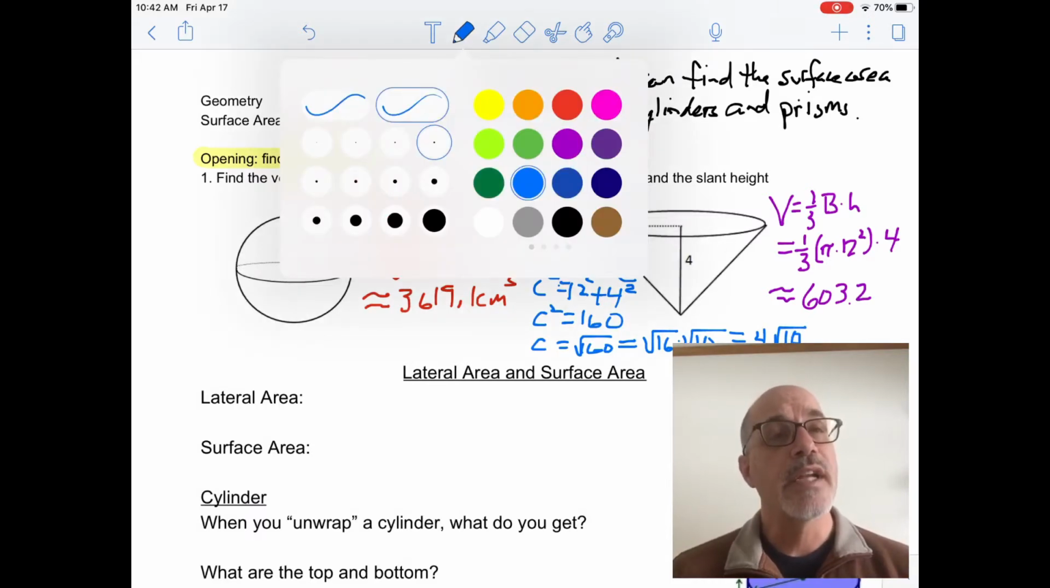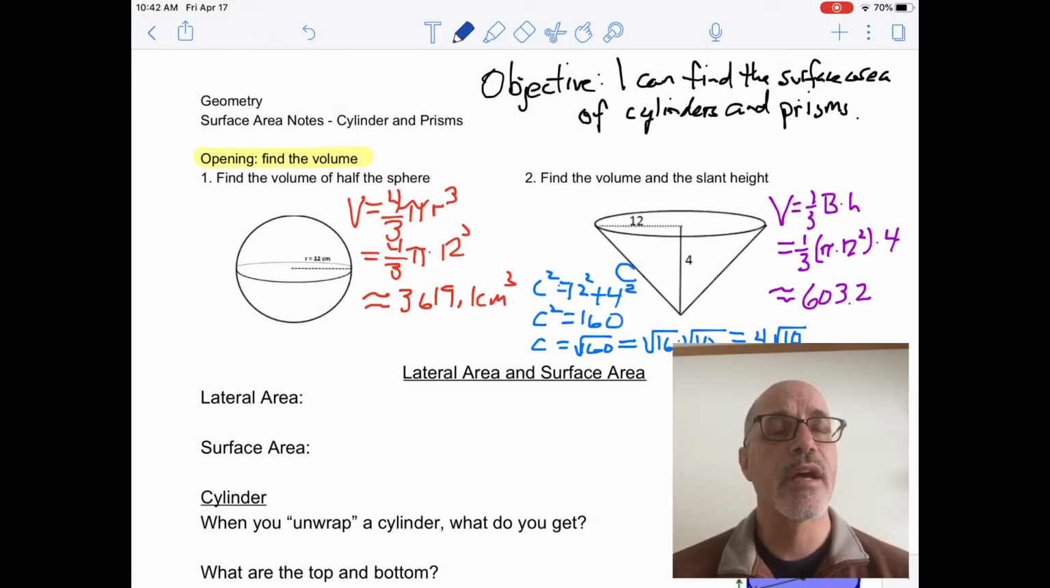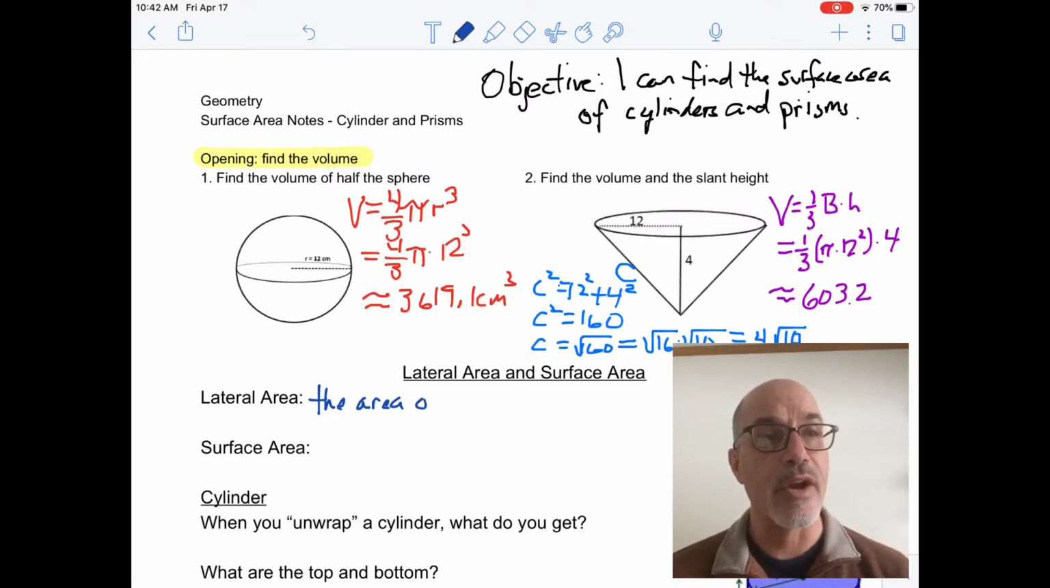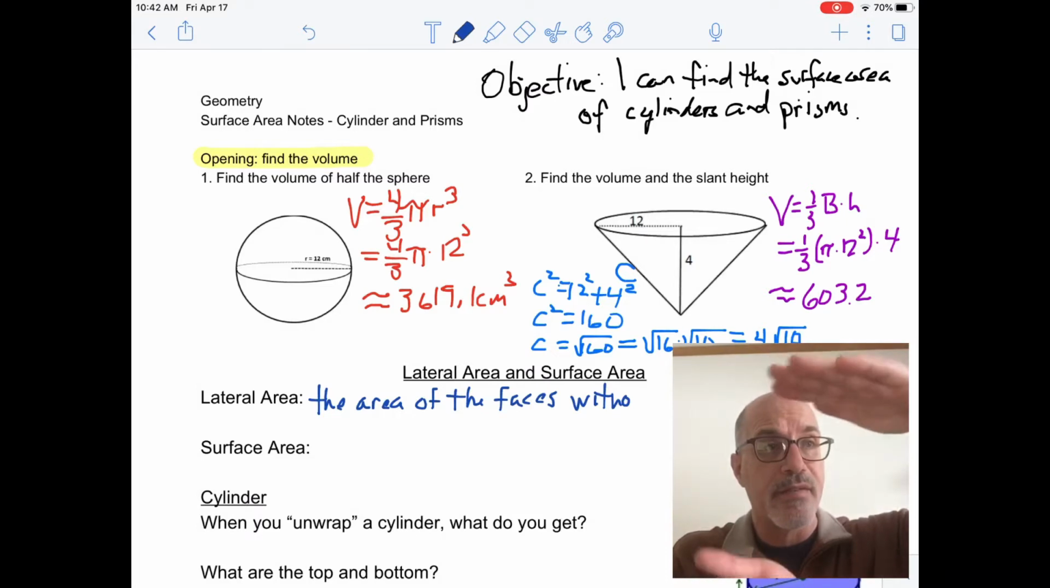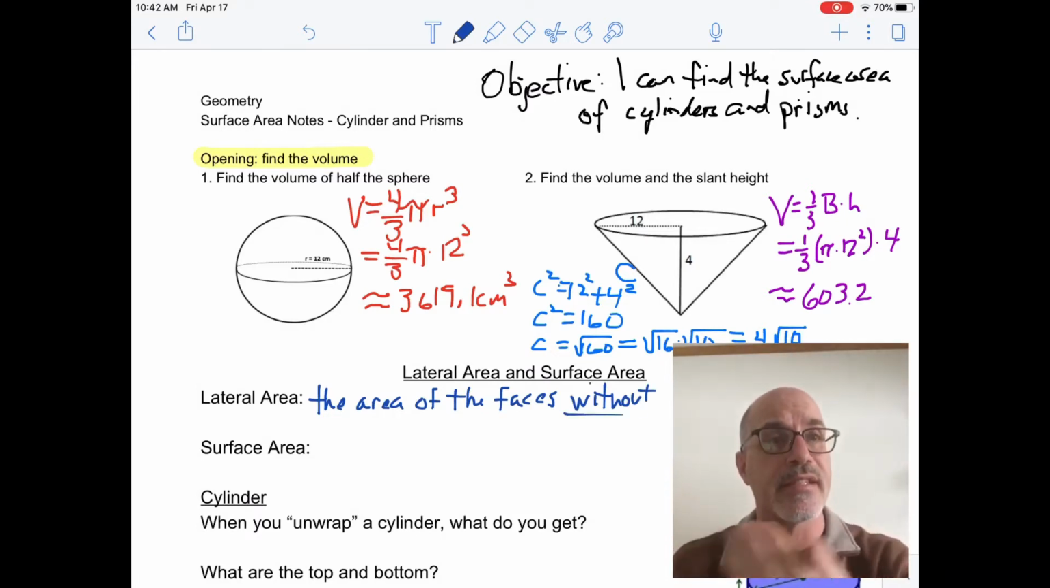So let's move on, and we're going to talk about surface area today. And surface area, we'll break it into two parts, lateral area and surface area. The lateral area is really the area around a figure, the sides of it all put together. So if you take the area of the faces of it without the bases, if we see the bases of them, take those away, just do the faces, that's the lateral surface area.